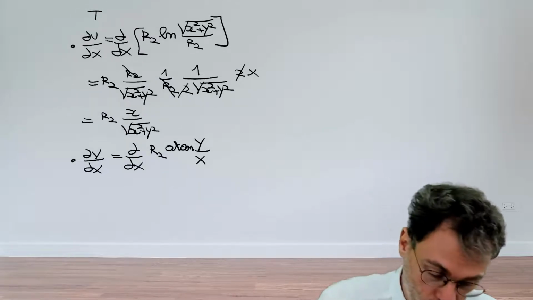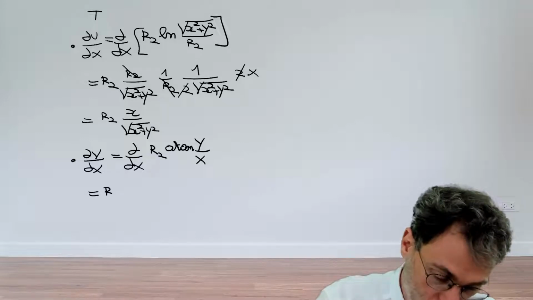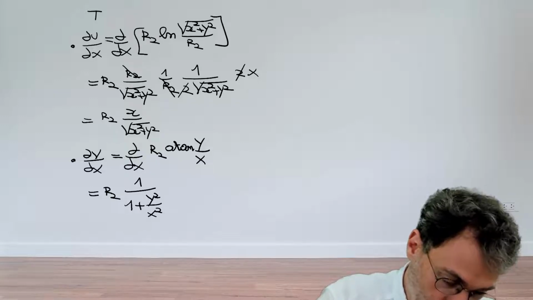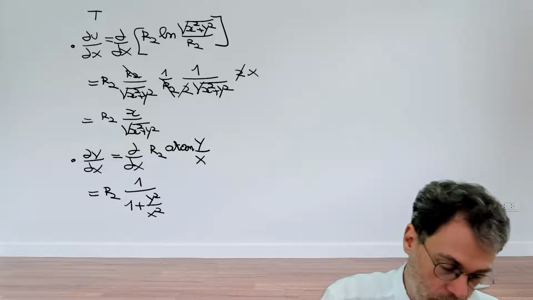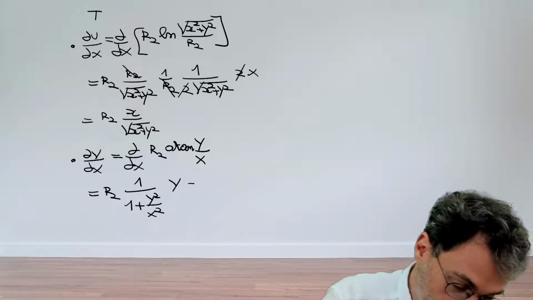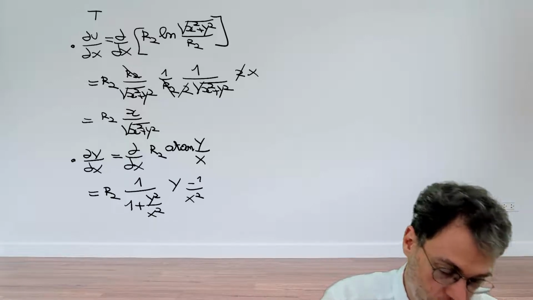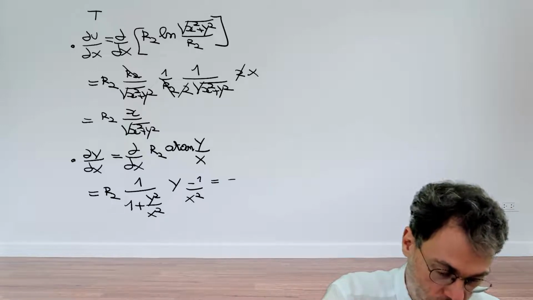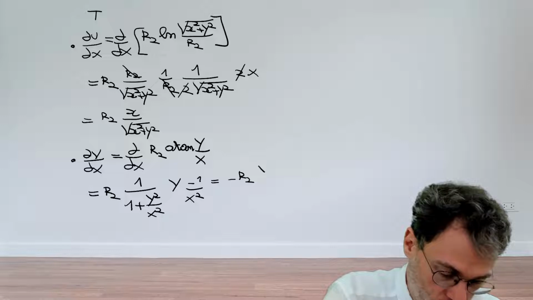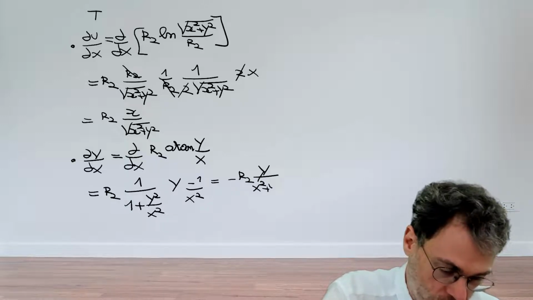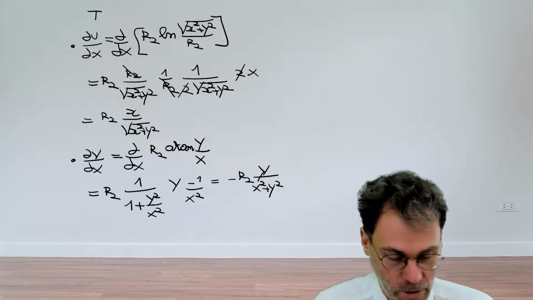Okay, so moving on, this becomes r2 times 1 over 1 plus the square of the argument. So that's y squared plus x squared. And then we need to take the derivative of 1 over x, so that's minus 1 divided by x squared. So this one becomes minus r2 y, that's the y, divided by x squared plus y squared.